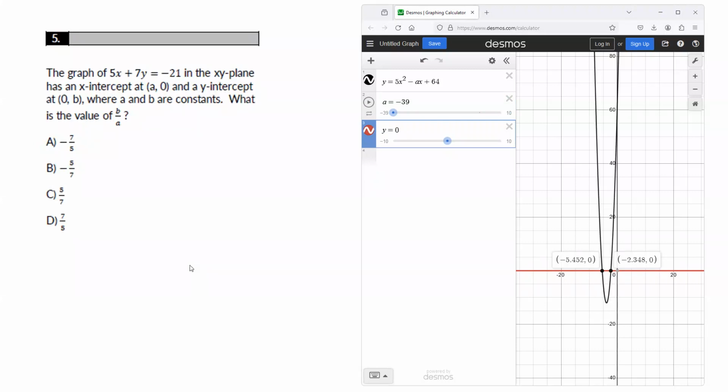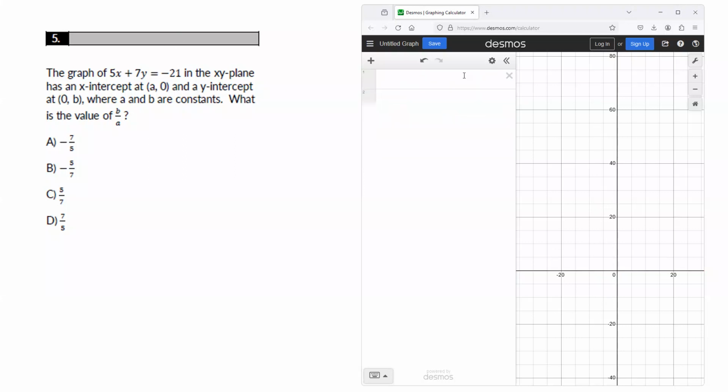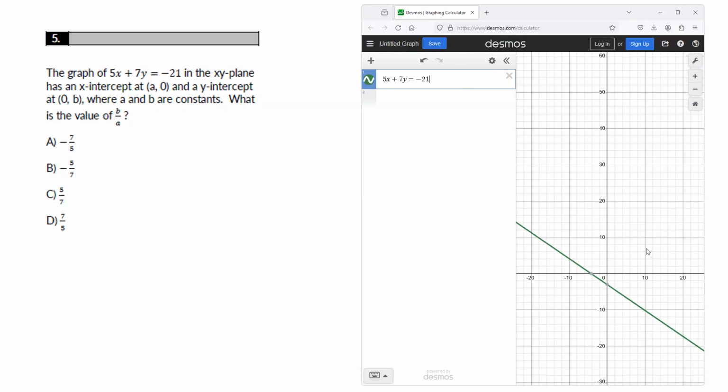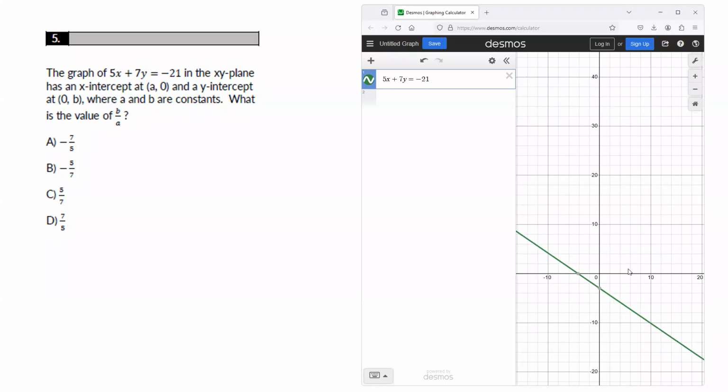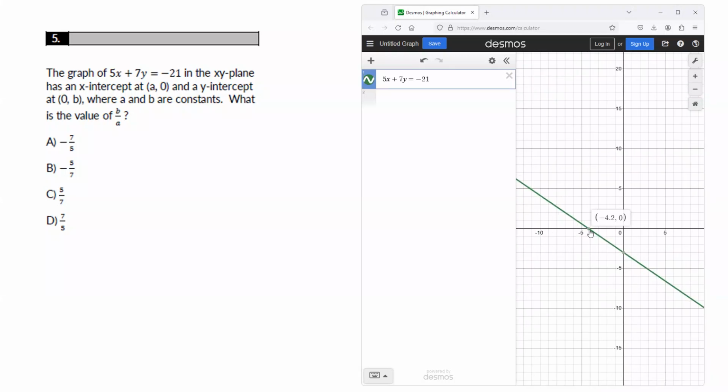The graph of 5x plus 7y equals negative 21. And they have a lot of things to say about this, but Desmos is going to help us figure it all out. Let me get rid of the last question. Let's graph this. 5x plus 7y equals negative 21. And I'm going to zoom in because I can see they are talking about the x-intercept and the y-intercept. So the x-intercept is right here, right? Negative 4.2. And they're telling me that is the value of A. A is negative 4.2.